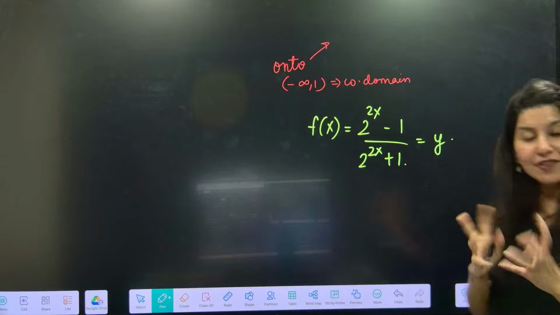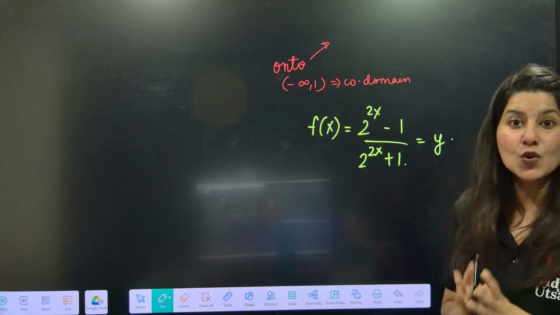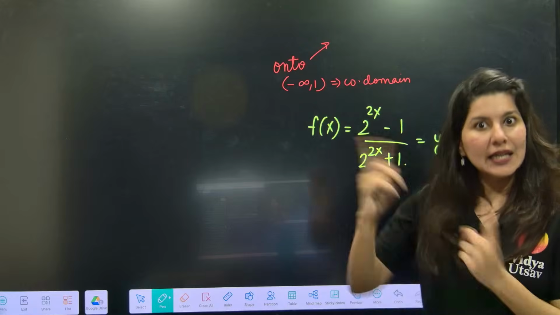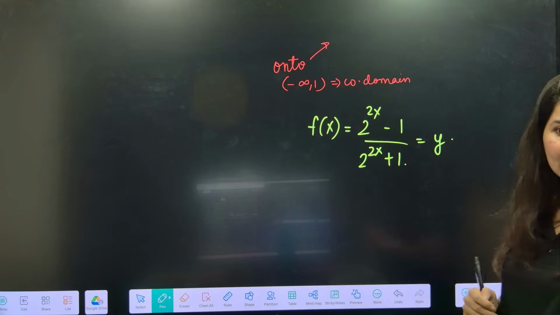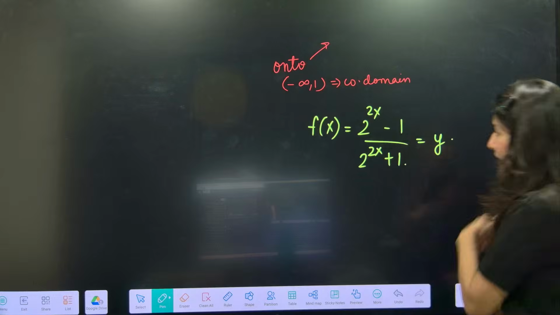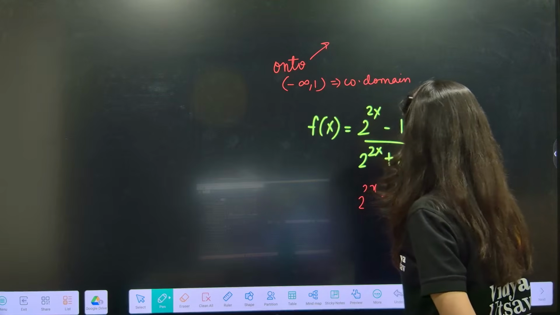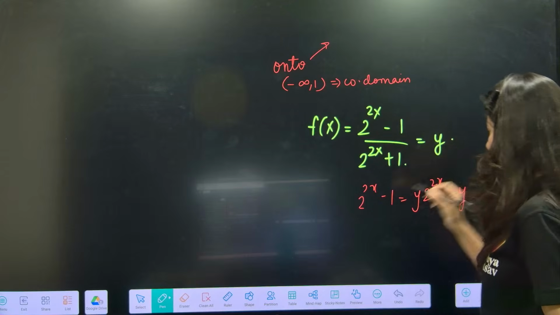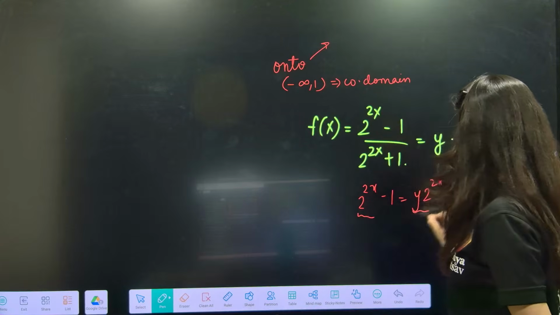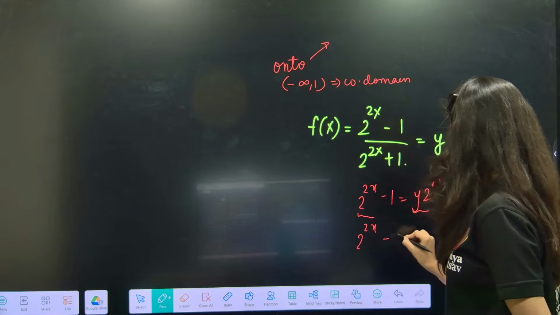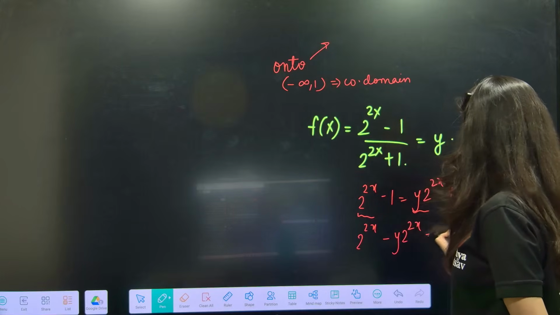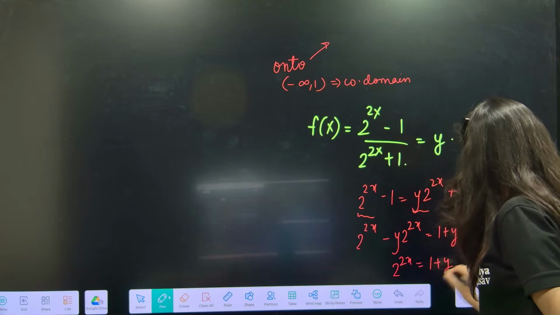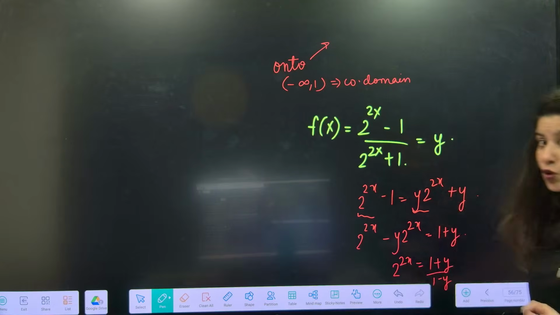Now this is a different technique. I am going to cross multiply and figure out the value of 2 power 2x in terms of y. You can apply componendo dividendo also, by the way. So 2 power 2x minus 1 is equal to y times 2 power 2x plus y. Cross multiplication. Now we'll club these two together. So 2 power 2x minus y 2 power 2x is equal to 1 plus y. So 2 power 2x is equal to 1 plus y upon 1 minus y.